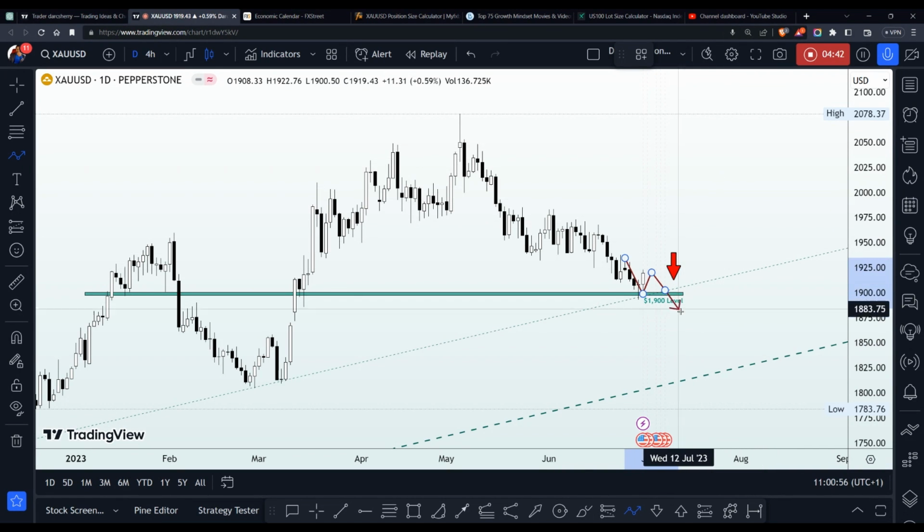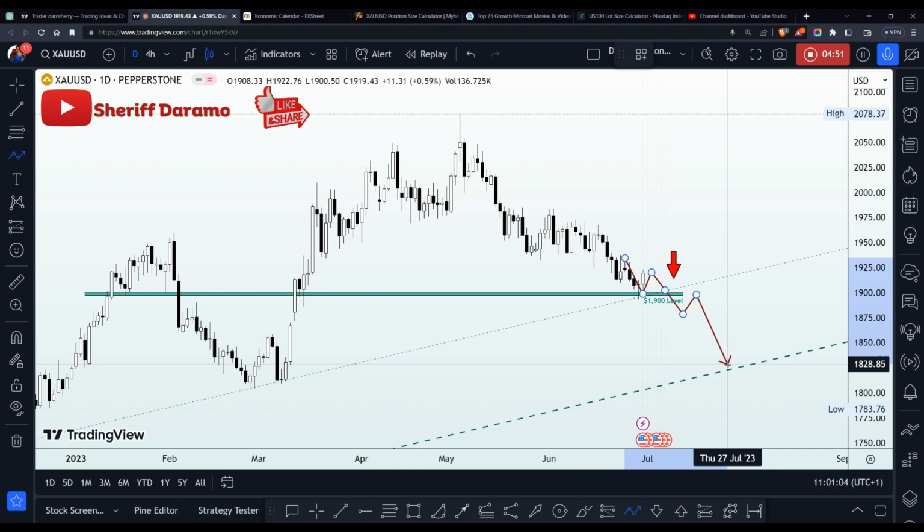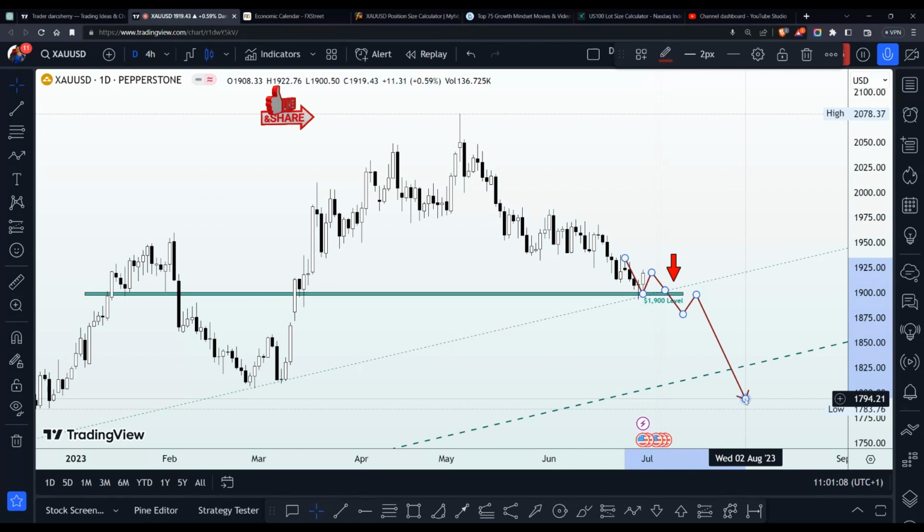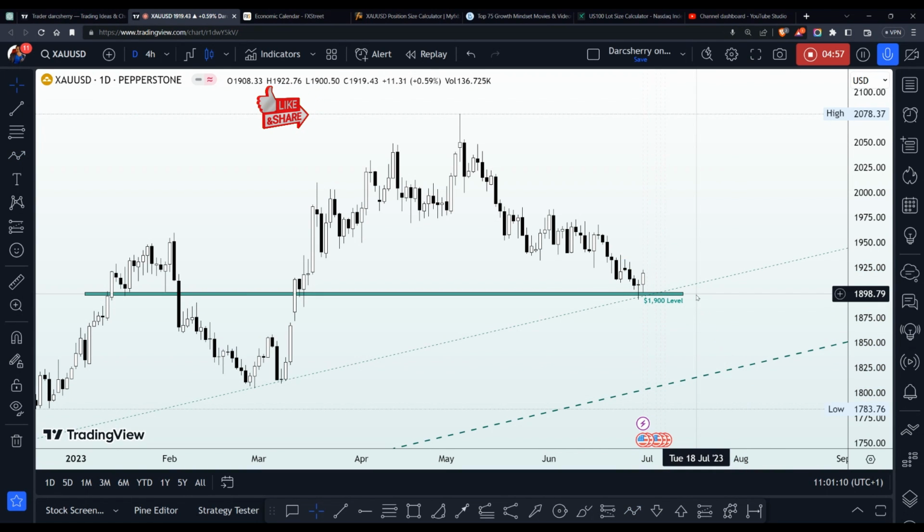However, if we do have a breakdown of the 1900, we are likely going to be looking out for selling opportunities that will push price probably back into the major ascending trend line or even break it to the downside. So, in order to have a better perspective into what is really going on around the structure here around the 1900, we need to scale down to a much lower time frame.